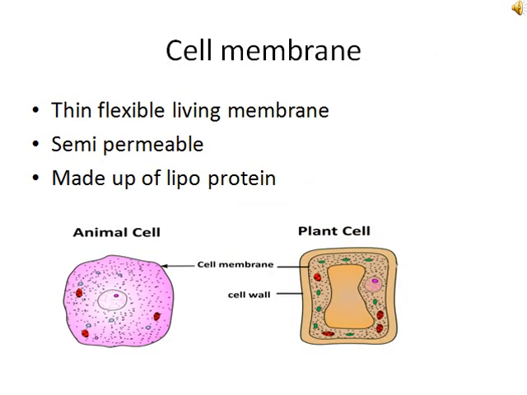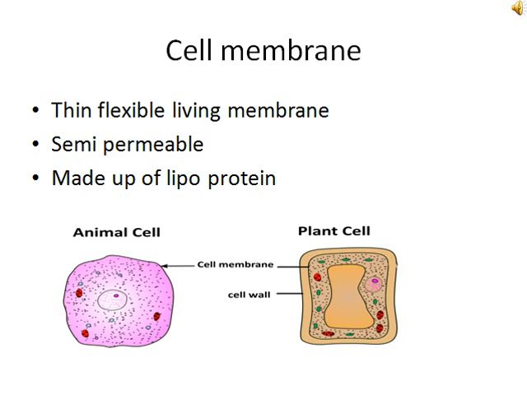The first part is the cell membrane. The main characteristics of the cell membrane are: it is outermost in animal cells. It lies next to the cell wall in plant cells. It is very thin, flexible, and a living membrane. It possesses fine pores. It allows certain materials to pass through it, so it is known as semi-permeable. It is made up of a substance called lipoprotein.